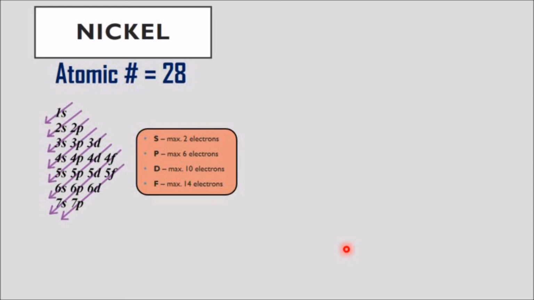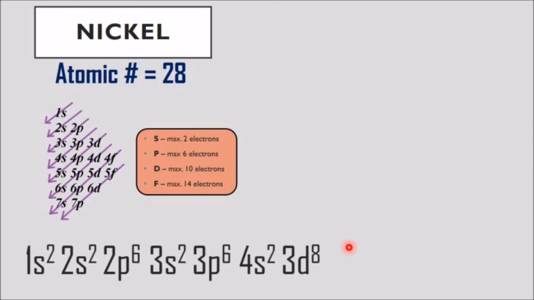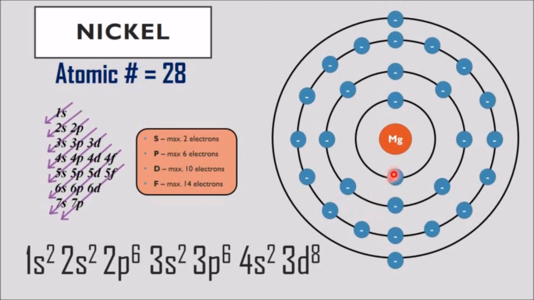Let's check your work. Your answer must be 1s2, 2s2, 2p6, 3s2, 3p6, 4s2, and 3d8. Nickel's electron configuration basically tells us that it has 2 electrons in the first shell, 8 electrons in the second shell, 16 electrons on the third shell, and 2 electrons in its outermost shell. And the last subshell for nickel is 3d8. Now that is the last example that we have.